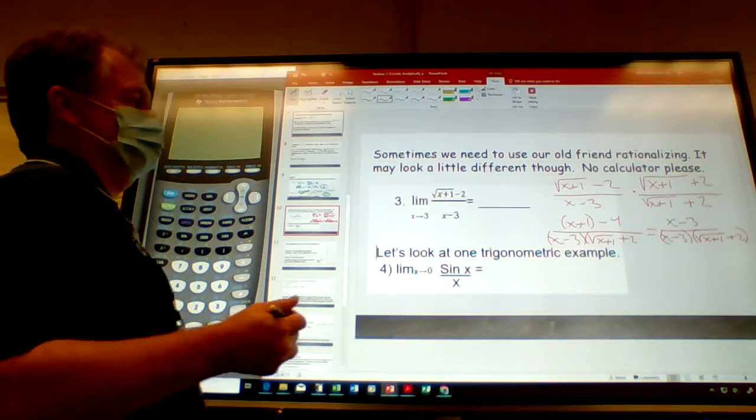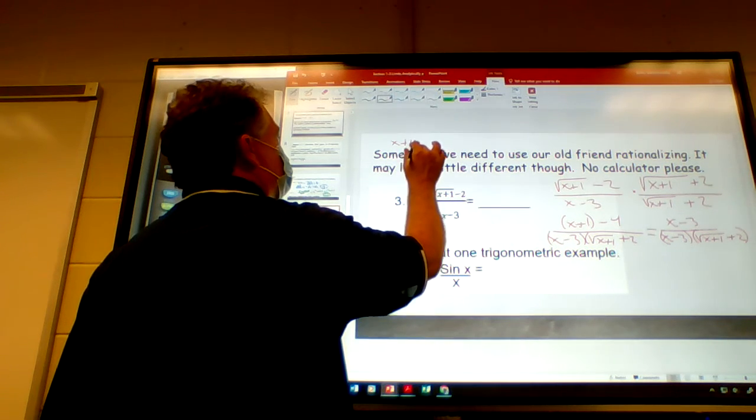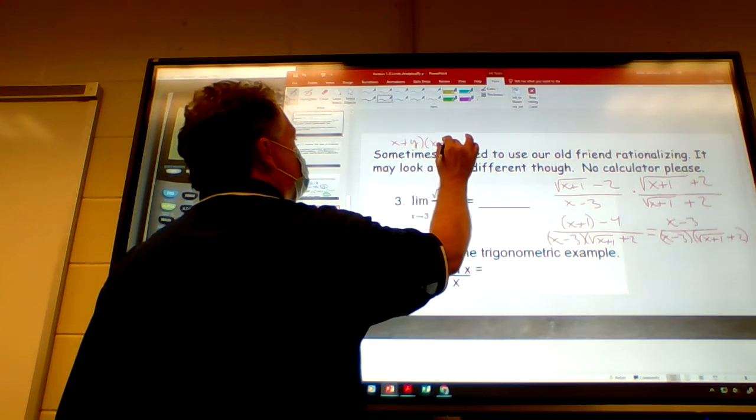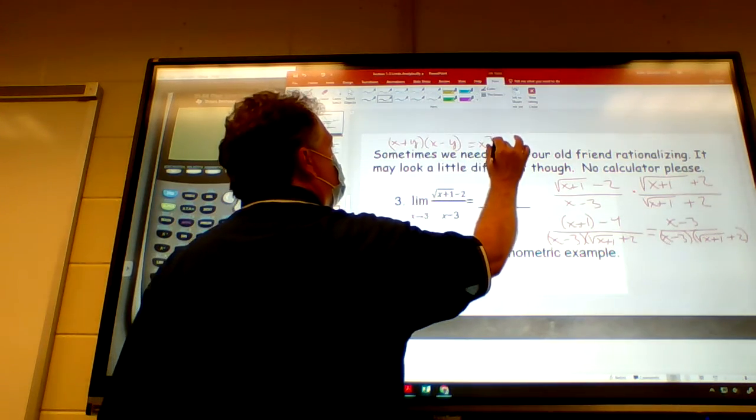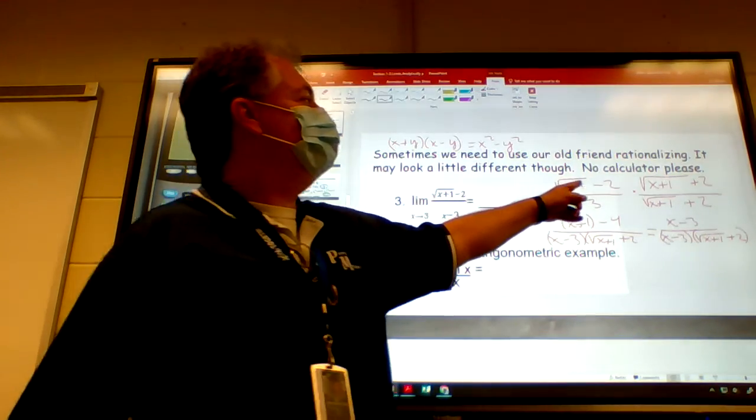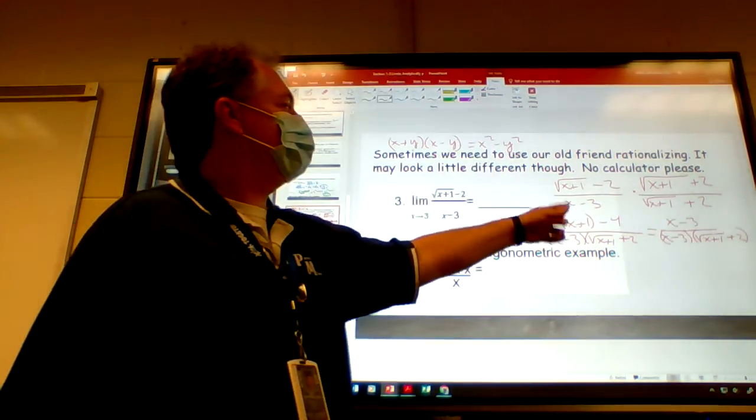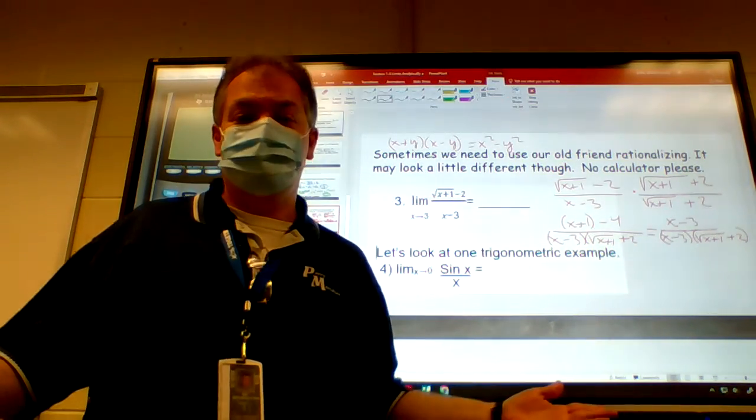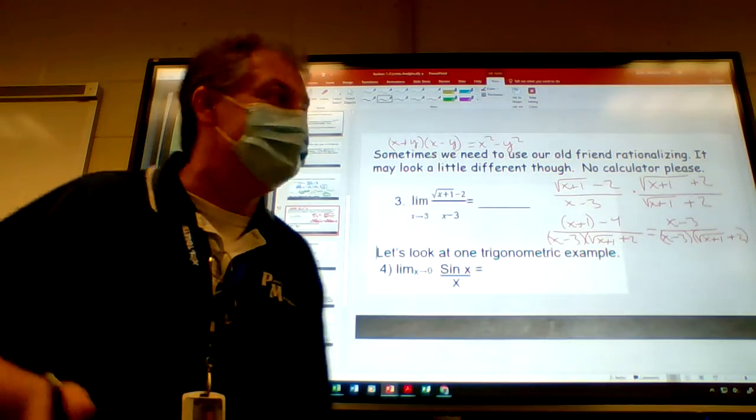Think of it like this. If you take x plus y times x minus y, you're going to get x squared minus y squared. That's exactly what we did. This is our x term, and that's our y term. So x squared, y squared. That's all it is. Think about that. If you have any questions about it, send me an email.